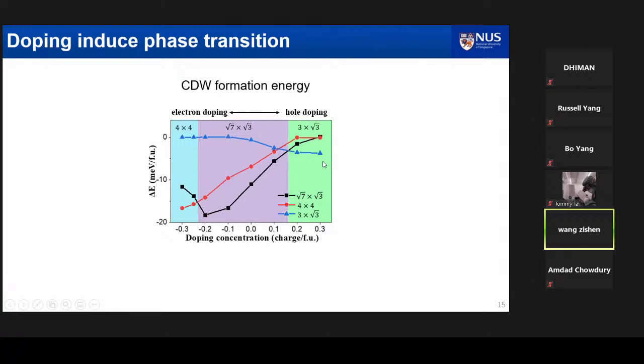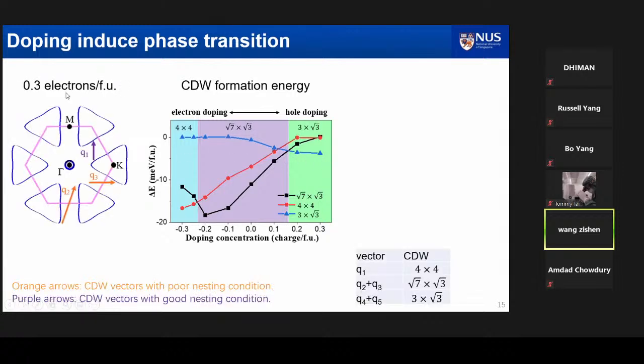To understand the underlying physics, here I show the Fermi surface of VSe2 under 0.3 electrons per formula unit doping concentration. Due to the increase of the Fermi level, the previous electron pocket at the M point evolves into the triangular hole pocket at the K point, and the Q1 nesting condition, which corresponds to the 4/4 CDW structure, is met now, while the nesting condition for Q2 and Q3, which correspond to the √7/√3 CDW structure, is nearly broken. So the three terms spend more energy to lock into the lattice for the √7/√3 CDW, and this gives the explanation why the 4/4 CDW has the lowest energy at this electron doping concentration.